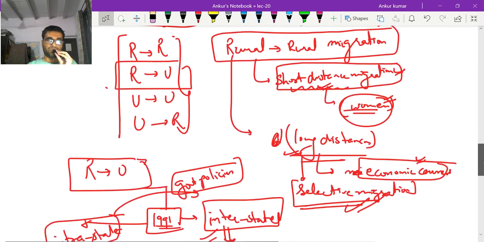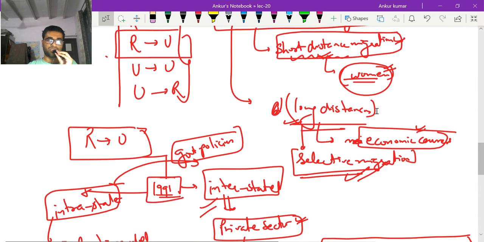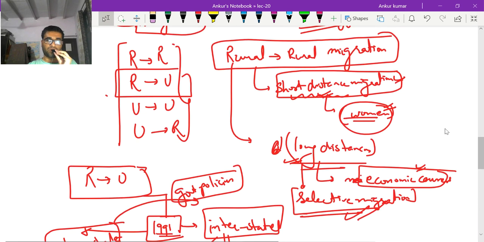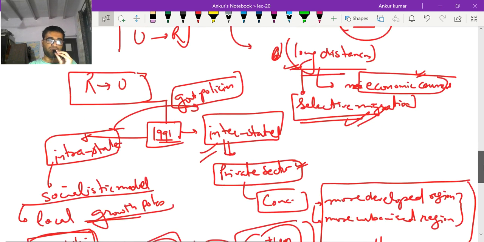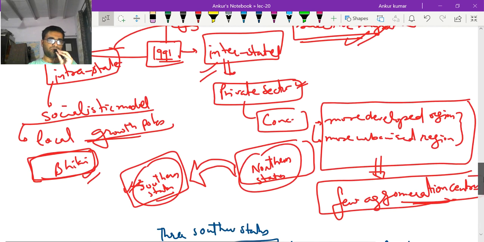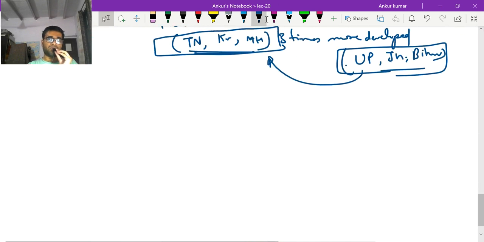So the first was the rural to rural migration, which was again of two types: short distance and long distance. Short distance is caused by social factors, long distance by economic factors. Then the rural to urban migration, where there was a distinction before 1991 and after 1991, which we studied here. Now the next migration is the urban to urban migration.